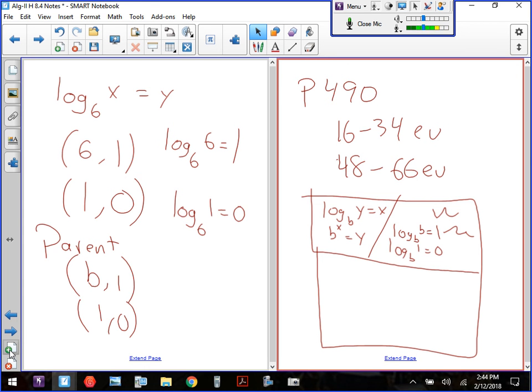Yep. For all your parent functions, you always have a 1, 0, and a b, 1. And that's what's great about logs. That's why it's so easy to work with, as far as the method is concerned.